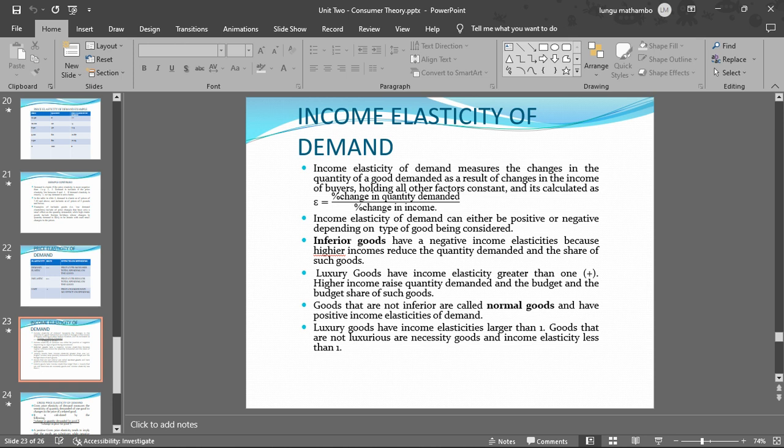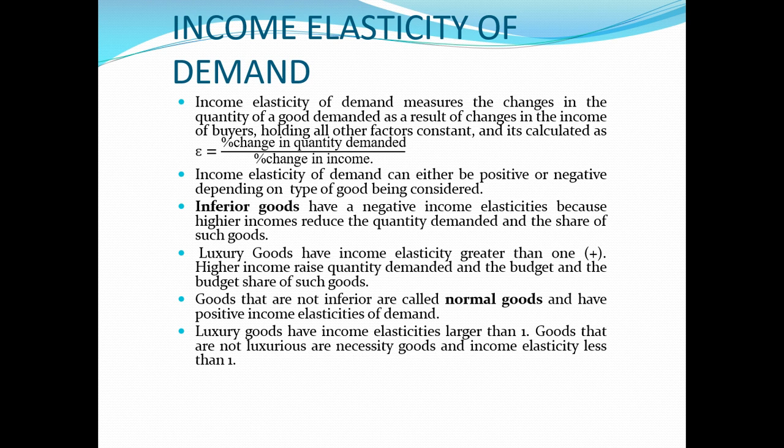Yeah, and then the other one is the income elasticity of demand. Just like price elasticity, the income elasticity of demand measures the percentage change in quantity demanded as a result of the percentage change in consumer income. So as the income of the consumer is increasing, how is this consumer going to change the amount of this commodity that he is demanding?